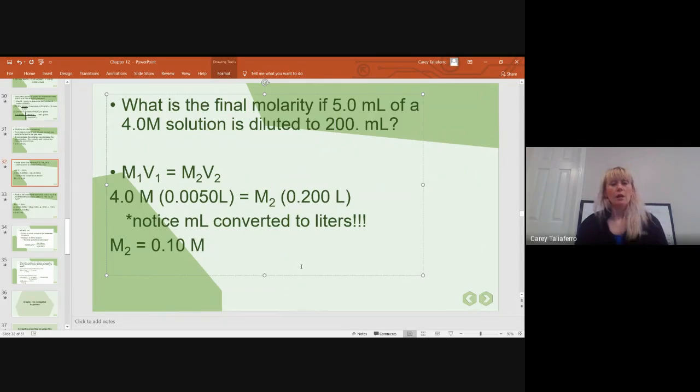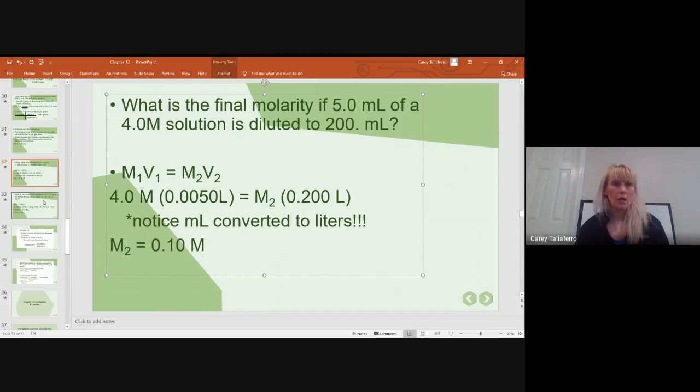Just a reminder here, that's what I did. Notice that milliliters is converted to liters. Make sure you do that if you're given a volume in milliliters. And then I just multiply 4 times 0.005, and then I divide that by 0.2. And when I do that, I get a 0.1 molar solution.